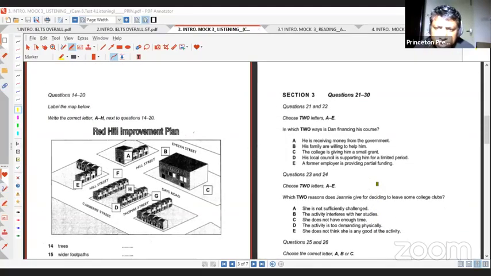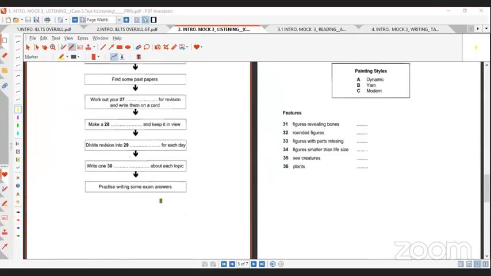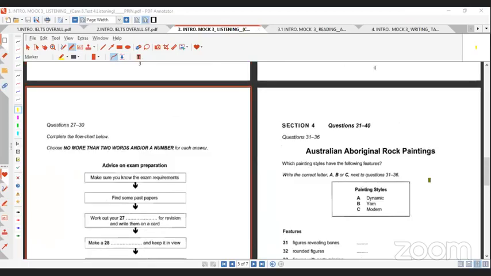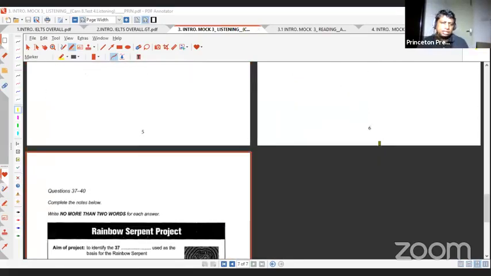This section is 21 to 30, and it finishes here, and section 4 starts from here. Section 3 and section 4 are a little bit more difficult.